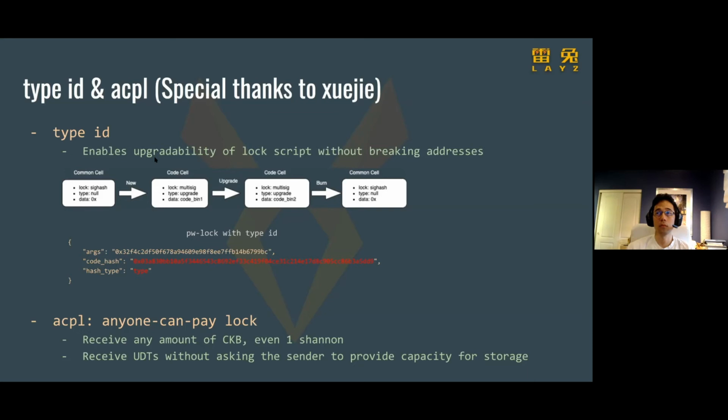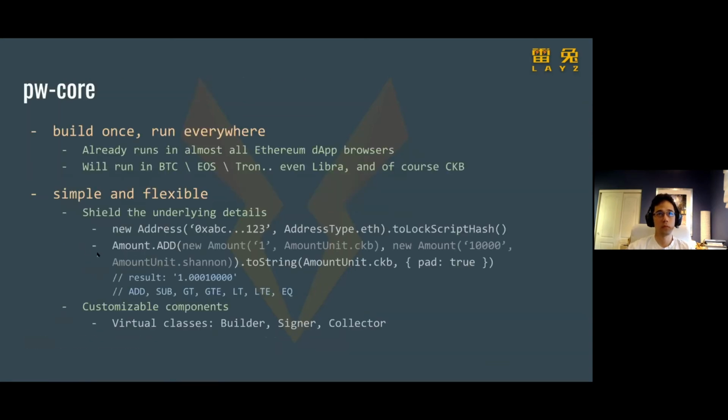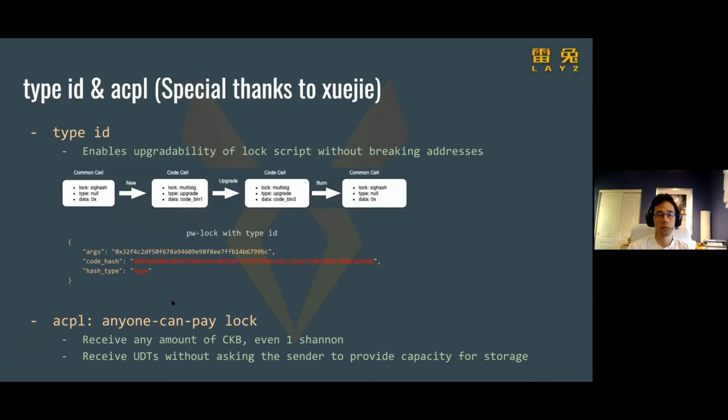Right? And the first one, type ID. This enables upgradability of the lock script without breaking addresses, as we talked about before, and we can see some details here. As we all know, the concept of address in CKB is something different from, like, Ethereum. Your address actually is the lock script. The lock script here is the actual address. If you go into the RFC of the address, you can see that every address is calculated from this structure.